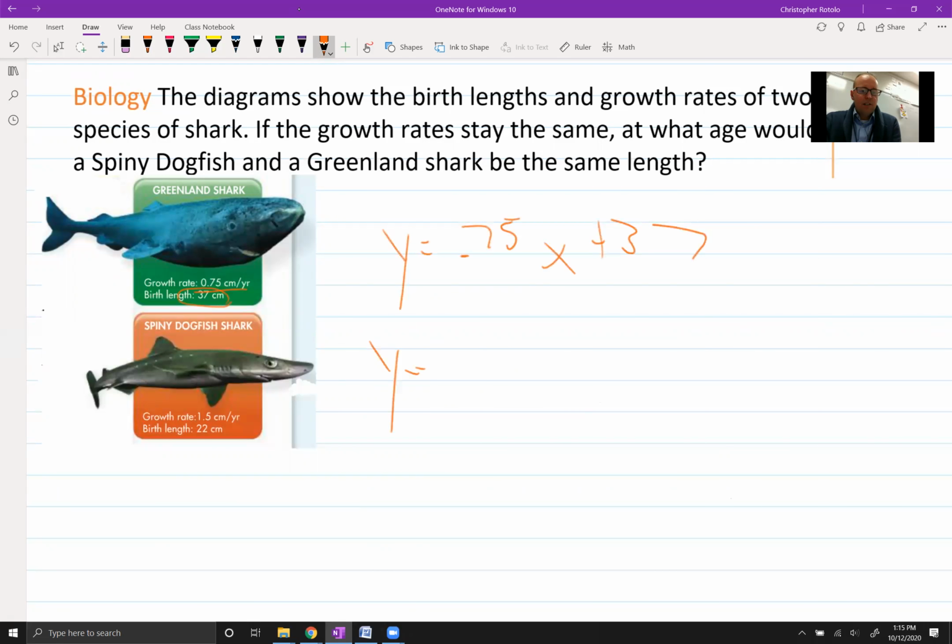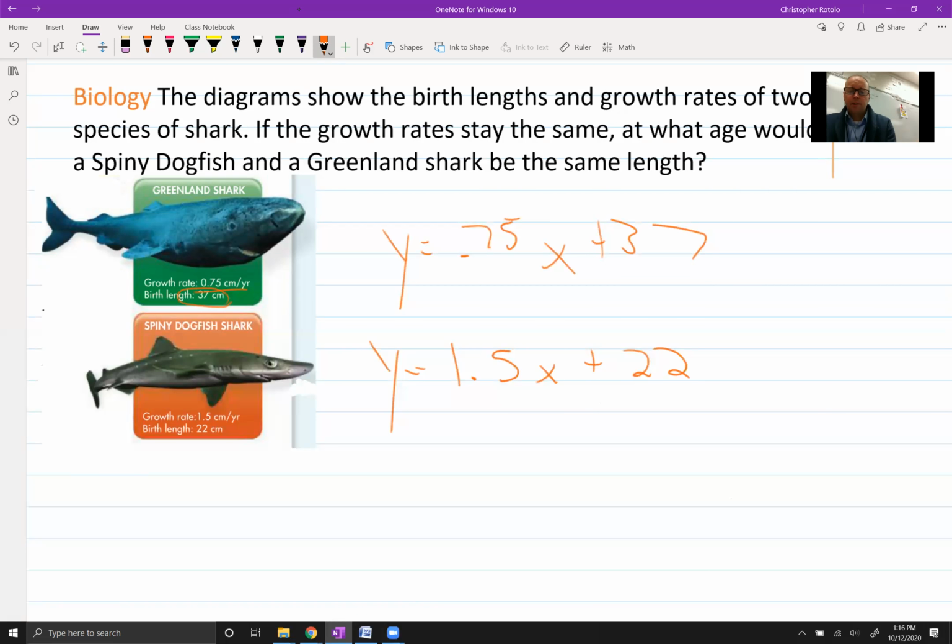Versus the spiny dogfish shark. I didn't even know that was such a thing. So kudos to our biology kids who figured that out. All right, growth rate, this time I'll go in order. 1.5 centimeters per year, 1.5x, plus this one, 22 centimeters when it was born.